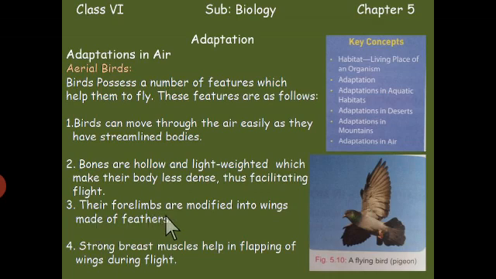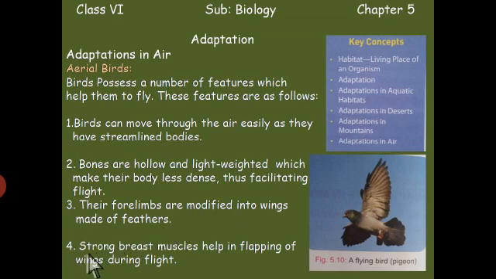Their forelimbs are modified into wings, which are made of feathers. The front limbs of birds are modified into wings. With the help of these wings, they can fly in the air easily. These wings are made of feathers. Feathers are very light in weight, and that's why they can fly in the air easily. These feathers make their bodies light.